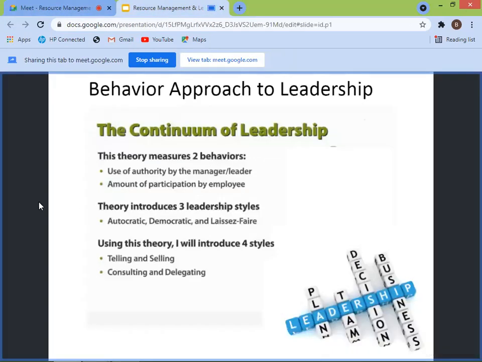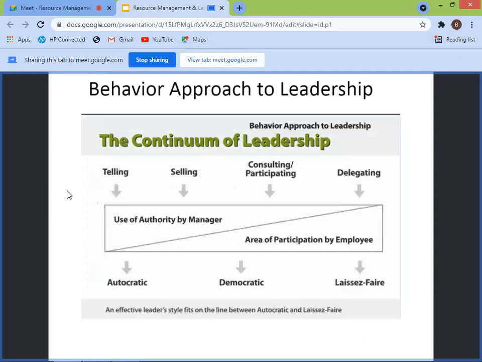Okay, the continuum of leadership. This theory measures two behaviors: use of authority by the manager or leader, and amount of participation by the employee. There are three leadership styles: autocratic, democratic, and laissez-faire. And four leadership styles: telling, selling, consulting or participating, and delegating.